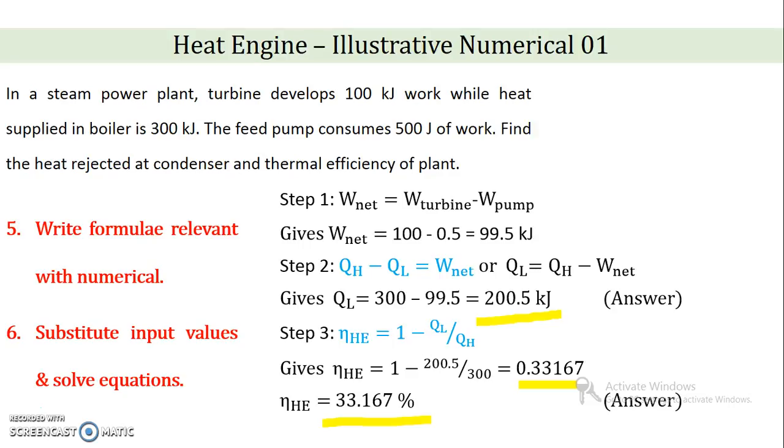Now here again we will check the consistency of units. All the answers are in the same unit, that is kilojoule. And finally, efficiency is less than 100%. This is our logical check for this numerical, and it confirms that our answers are well within the range. These are the two examples for illustration of heat engines.